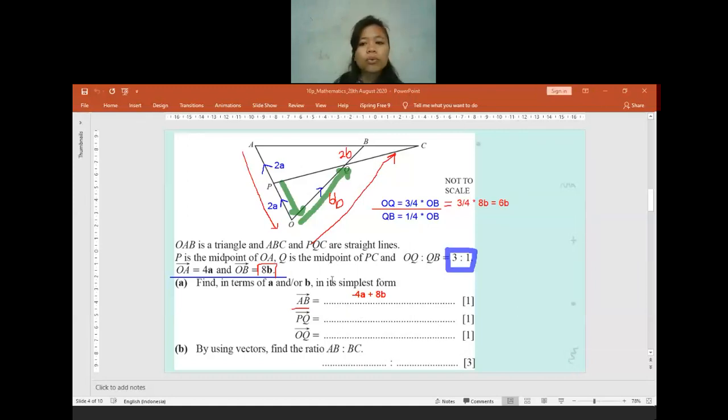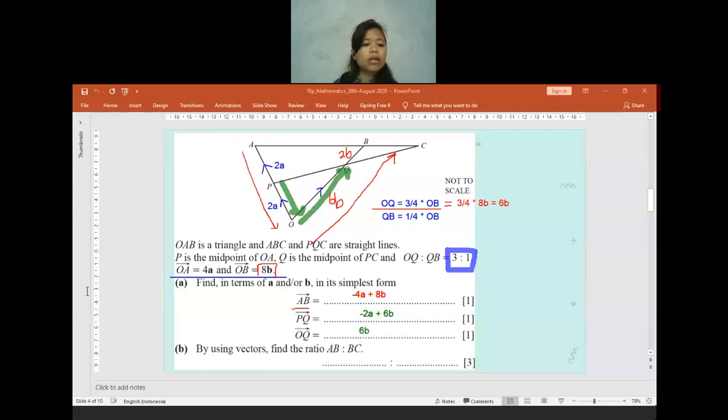Is there anyone who gets confused so far, or my explanation is not clear enough? Yes, vector will be easy as long as you know how to label the diagram properly, put the arrow properly, so you will be able to answer all the questions. Now let us continue to the OQ. What vector is vector OQ? It will be 6b. Okay.